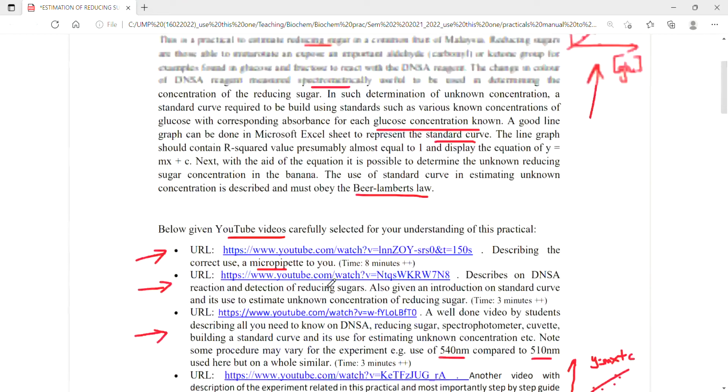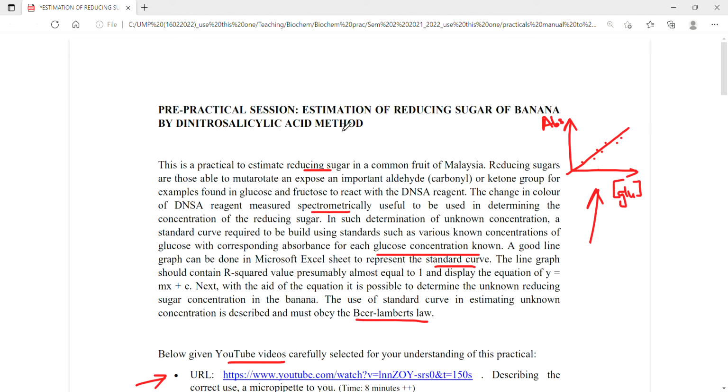Well, that's it in terms of this practical, that is, estimation of reducing sugar of banana by the DNS method, and it introduces the use of a standard curve, which will also be applied in protein determination methods such as Bradford, Biuret, and others. We normally use a standard curve. I therefore end my presentation for this practical, and this will be uploaded to YouTube.